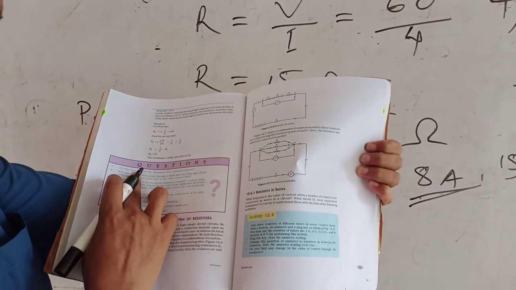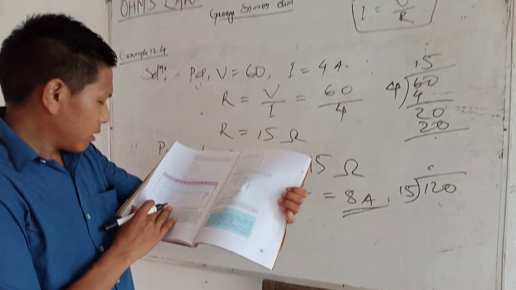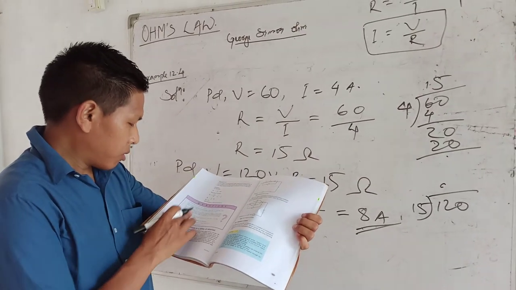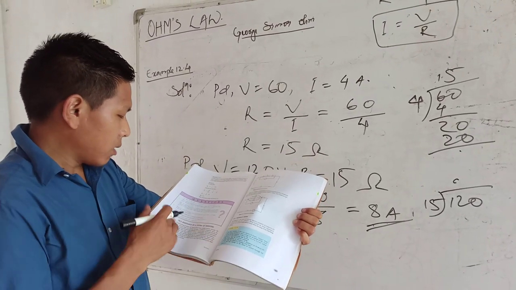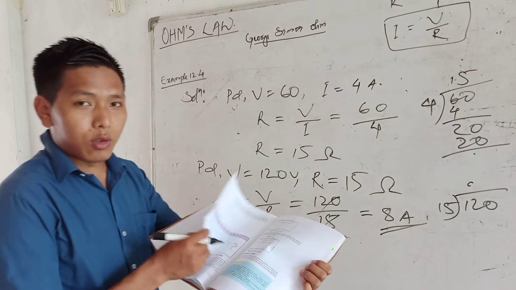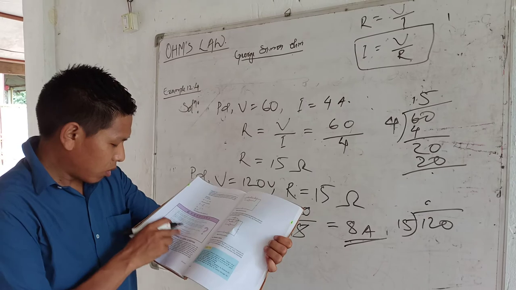Those questions are what I have already taught and explained to you, and they are contained in your books. So, on what factors does the resistance of a conductor depend? Length, area of cross section, and nature of the material. You have to answer this.